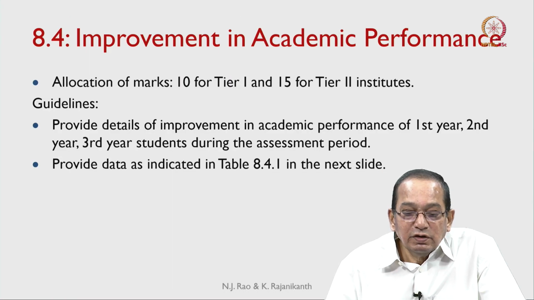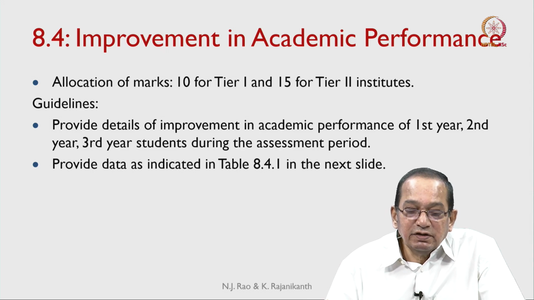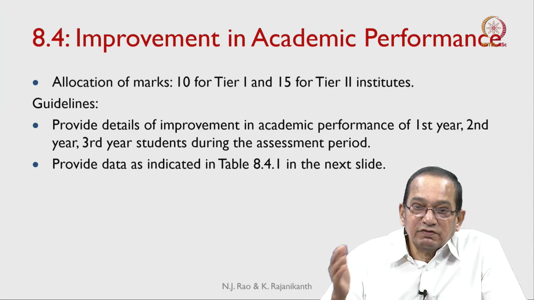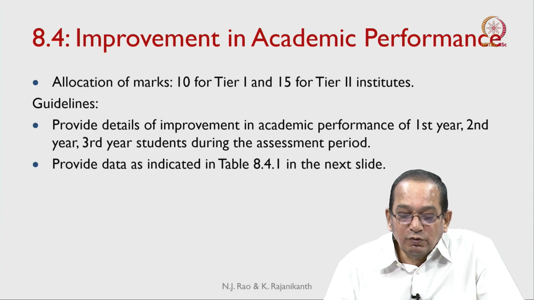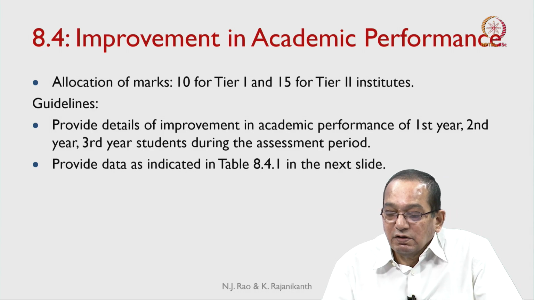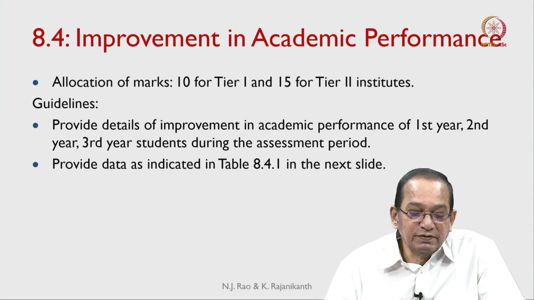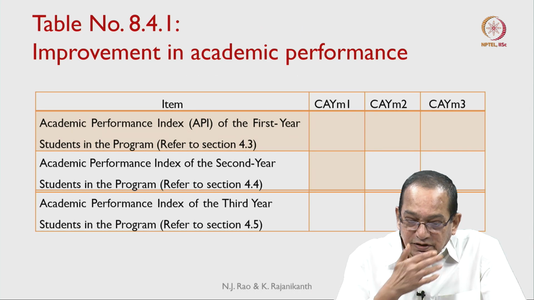Then the allocation of marks is 10 for Tier 1 and 15 for Tier 2 in the next sub criterion, which is improvements in the academic performance. This is the last sub criterion for that. Provide details of improvement in academic performance of first year, second year and third year students during the assessment period. Provide the data as indicated in this table.